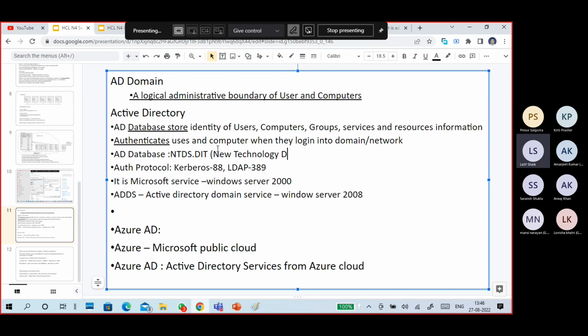New technology directory, not domain, directory service, dot directory information. Okay, that is the database name. Earlier names are different. Now the name is different.